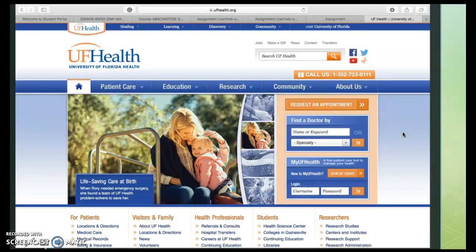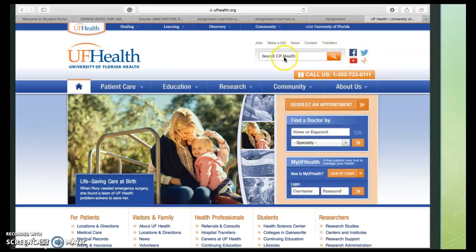When it comes to interactivity of a website, having interactive links such as Facebook, YouTube, Twitter, and call center links is important to help gain user support. Since this is a hospital website, usually they want to make a gift, or look at jobs or transfers. They're trying to bring patients in along with support from the community, because without people donating money to the hospital, they can't really pay for newer improved technology.